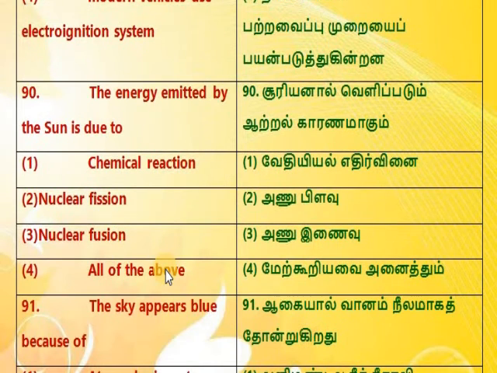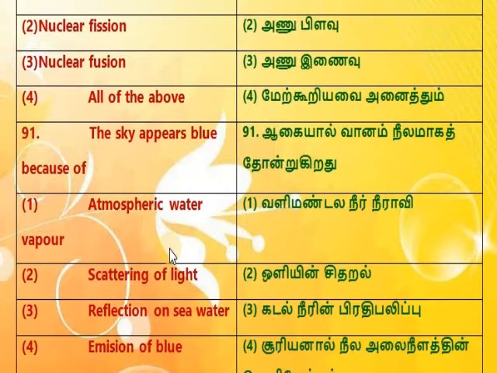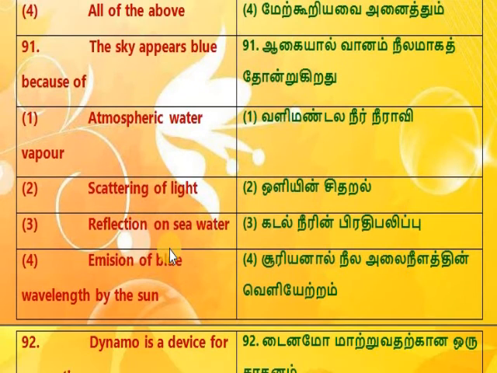90. The energy emitted by the sun is due to 1. Chemical reaction, 2. Nuclear fission, 3. Nuclear fusion, 4. All of the above. 91. The sky appears blue because of 1. Atmospheric water vapor, 2. Scattering of light, 3. Reflection on sea water, 4. Emission of blue wavelength by the sun.